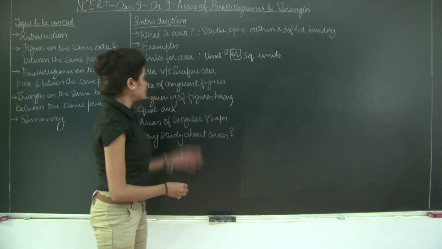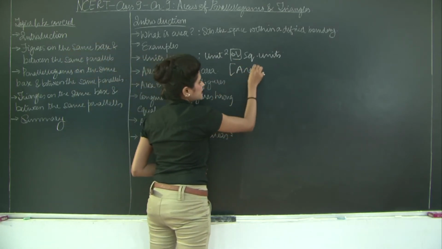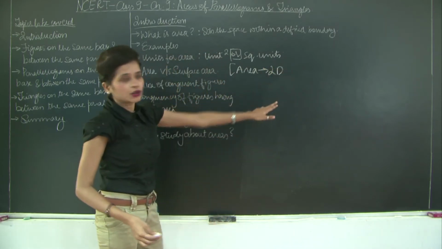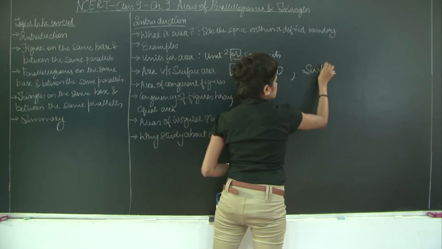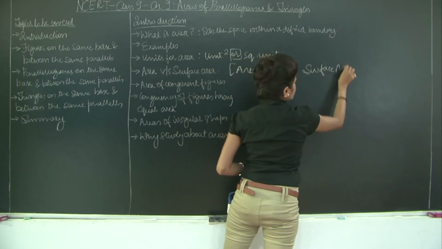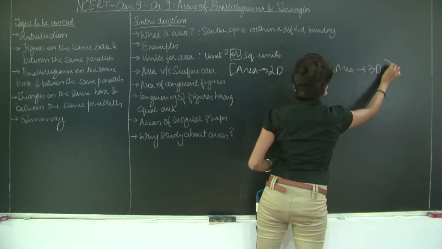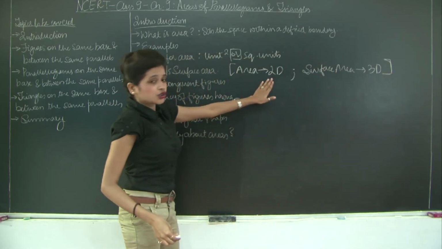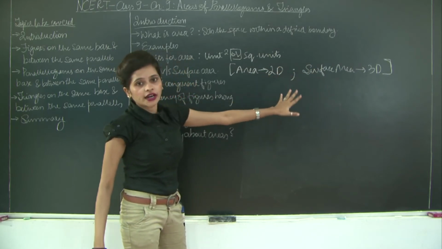So, did you get the difference between area versus surface area? Area is calculated for two-dimensional objects only. Two-dimensional is nothing but 2D, whereas surface area is calculated for three-dimensional or 3D objects, right? So, obviously, there is going to be a difference in the areas of a sphere and a circle.